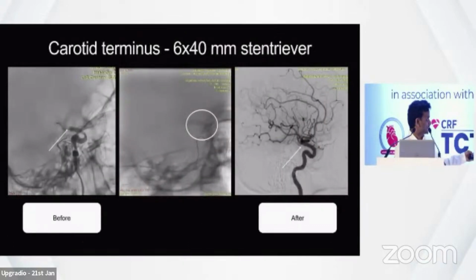For an ICA terminus, which is a bigger vessel, around 4.5 mm, we used a 6x40 stent retriever. As you can see, this is the stent retriever. This is before and this is after. You can see the site of occlusion is completely opacified here, recanalized here.